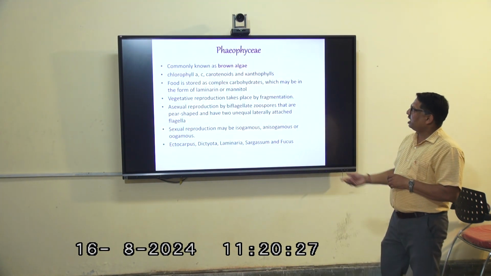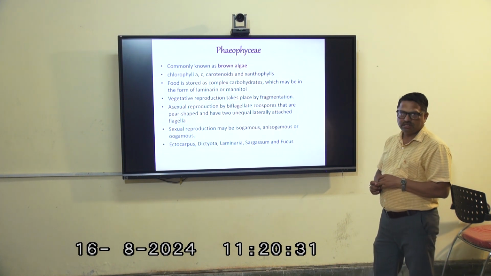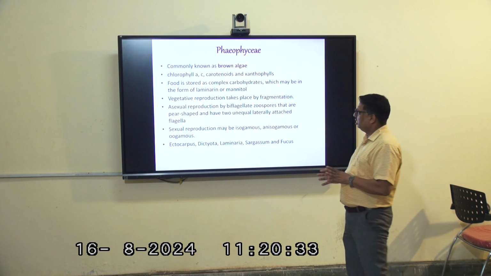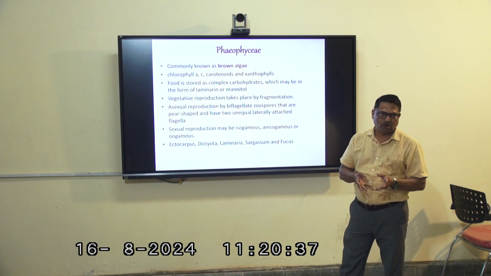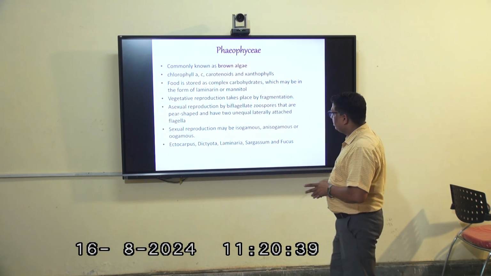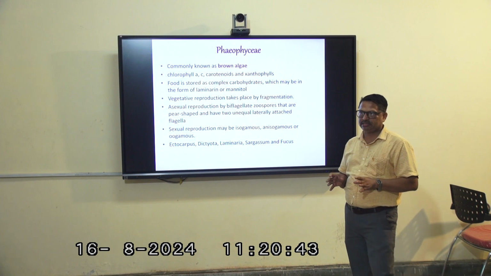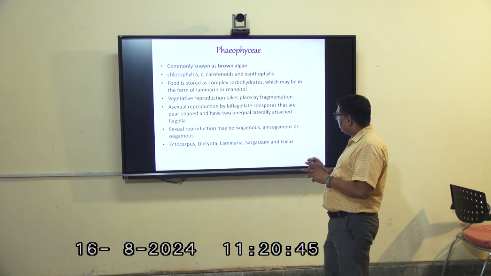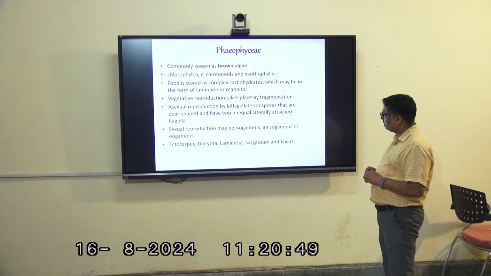Likewise, this is the other class of the algae members, the Phaeophyceae, commonly known as the brown algae. Same as the Chlorophyceae, they have chlorophyll a and c, and most importantly, one distinguishing characteristic feature is that they have very complex molecules in the form of carotenoids and xanthophylls.